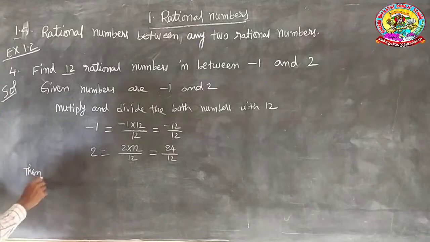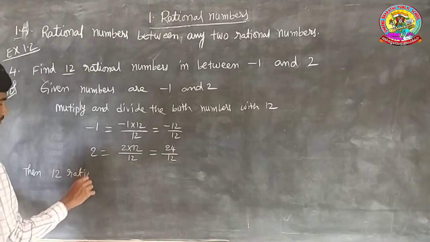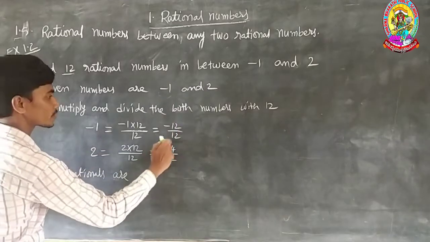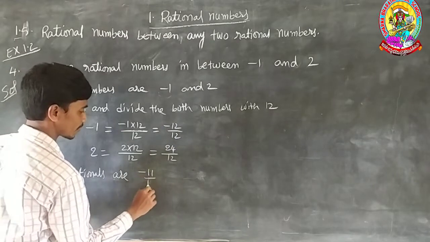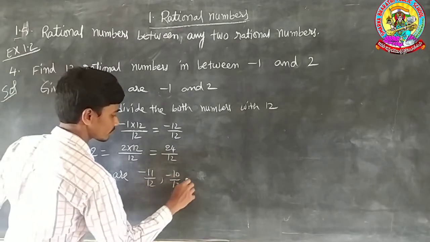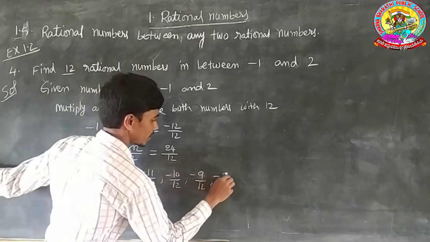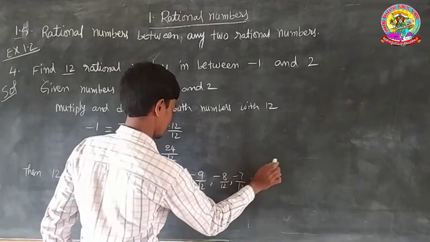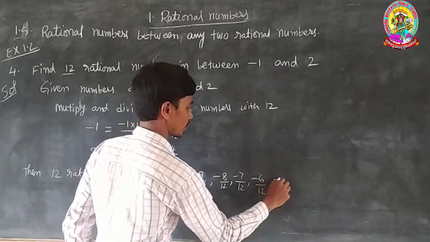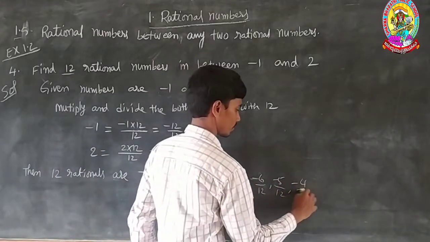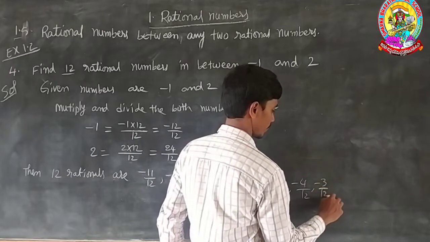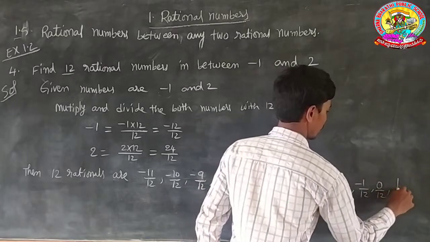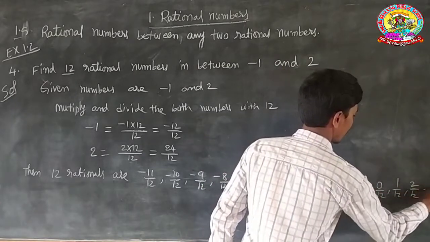Then the 12 rationals after -12 by 12 you can get are -11 by 12, -10 by 12, -9 by 12, -8 by 12, -7 by 12, -6 by 12, -5 by 12, -4 by 12, -3 by 12, -2 by 12, -1 by 12, 0 by 12, 1 by 12, 2 by 12, and so on you can write.